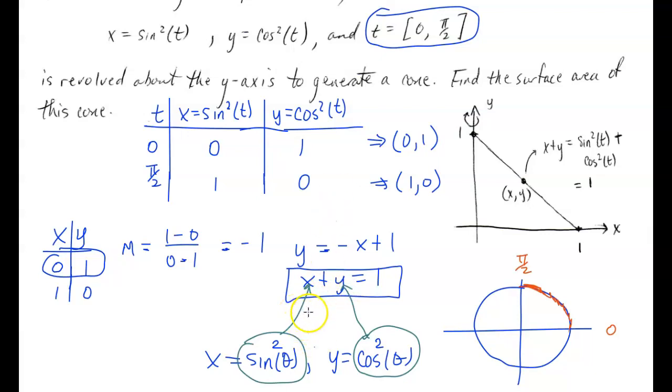And of course, if we do sine squared plus cosine squared, that also equals 1. And remember that sine squared plus cosine squared equals 1 is actually our way of defining the unit circle parametrically in terms of a variable theta instead of in terms of x.